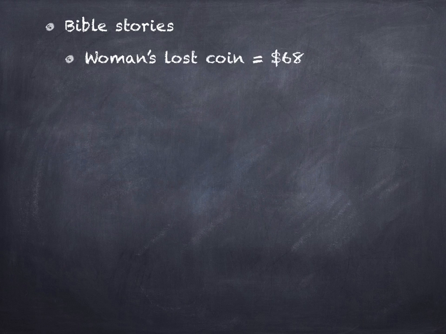The woman's lost coin, this is the woman who has 10 coins and loses 1 coin, and she's searching for it. The actual value of that coin would have been about $68. And so that's actually relatively significant if you think about it. And of course, you remember in economics, Mr. Gould mentioned the fact that it may have been actually more important for sentimental value as far as what it meant to her. It had a significance other than its value. But at any rate, that was the denarius, which would have been about $68.